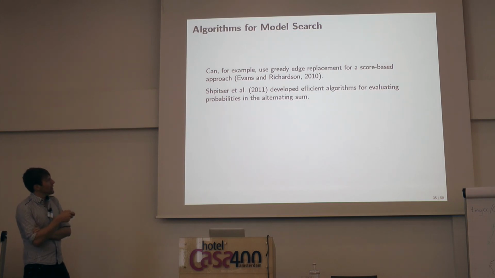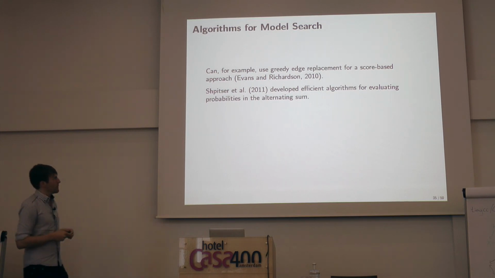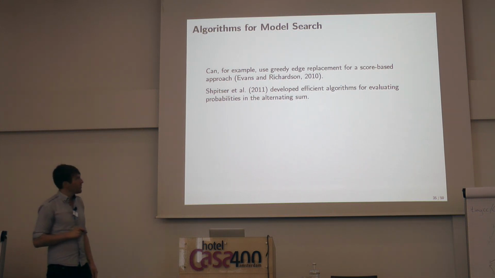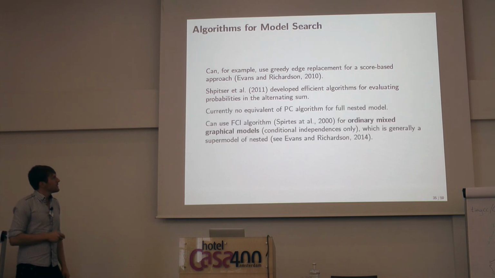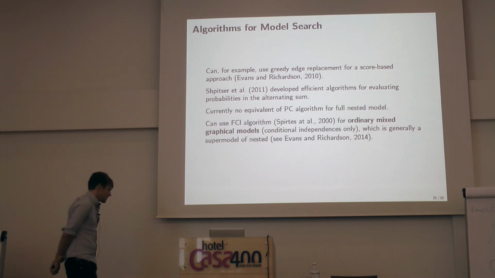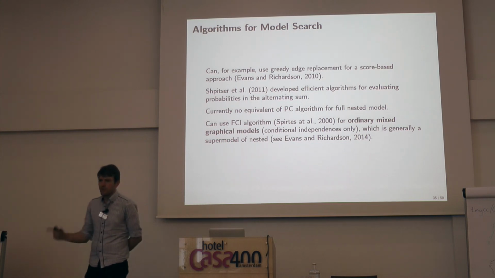And you might also ask about how efficient it is to evaluate all these alternating sums, and the answer to that is that's a paper by Ilya Spitzer, Thomas, and Jamie Robbins, which shows you how to do that in a sensible way. So there's no equivalent of things like the PC algorithm. And this is a bit frustrating, right?